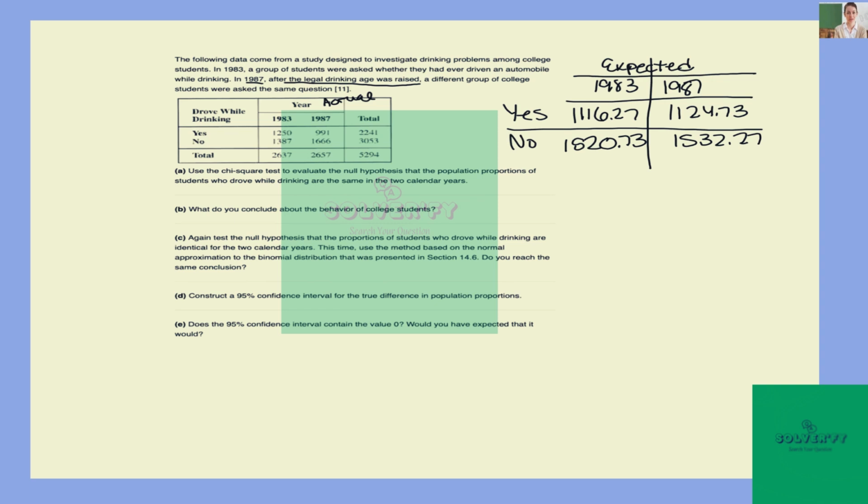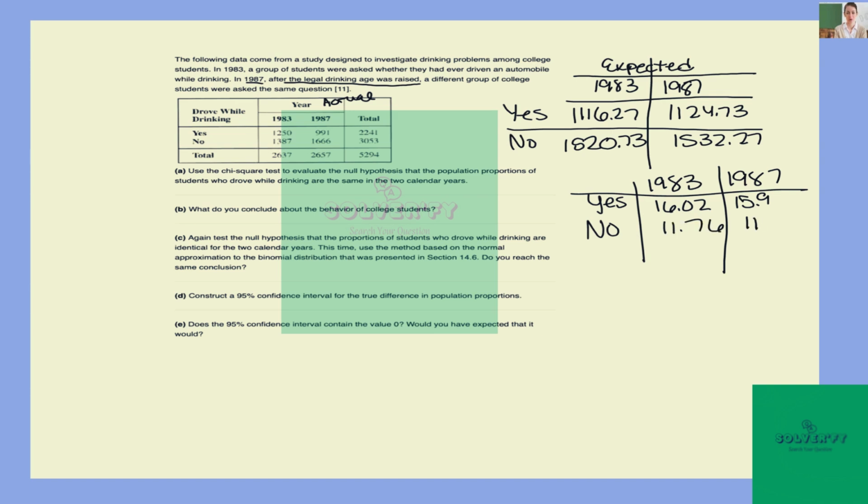Which means that my chi-square values for my yeses, I'm just going to follow the same, 1983 and 1987, are 16.02 and then 15.9. And then for no's, 11.76 and then 11.67. So see how close they are.